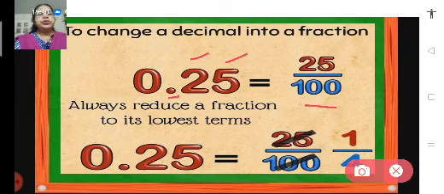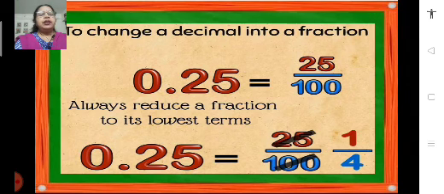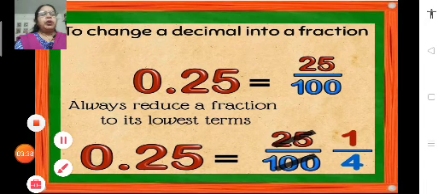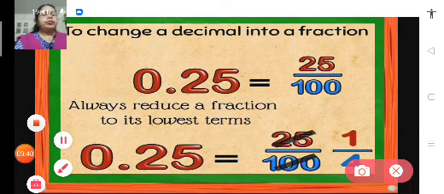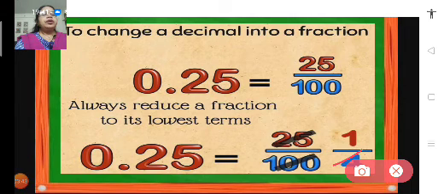And always we have to reduce the fraction into its lowest form. How? By dividing it with a number such that the numerator and denominator don't have any common factor except 1. So when we divide 25 upon 100 by 25, we get 1 upon 4 as the lowest form. So the lowest form of 25 upon 100 is 1 upon 4. So 0.25 can be written as 1 upon 4.